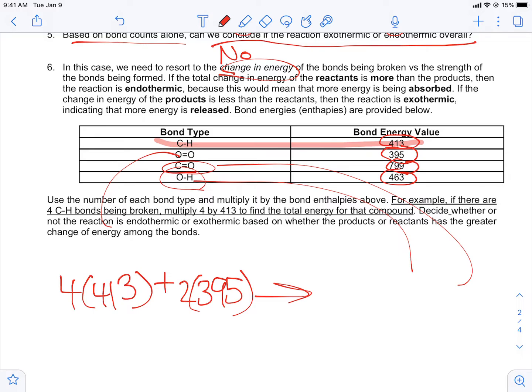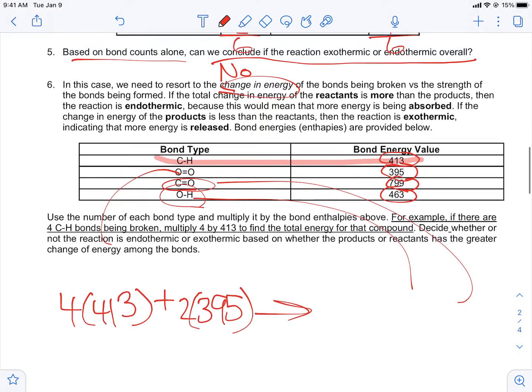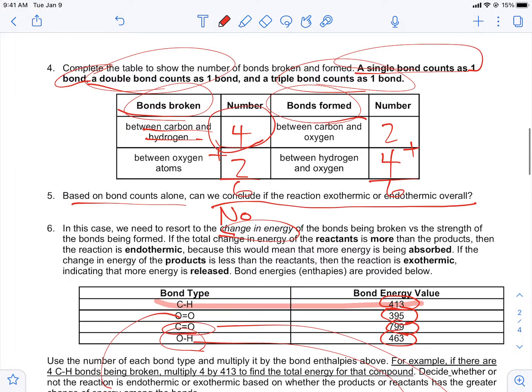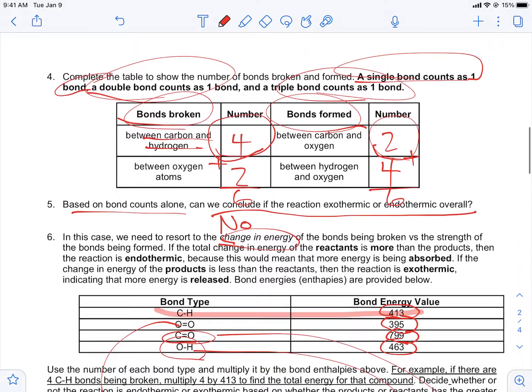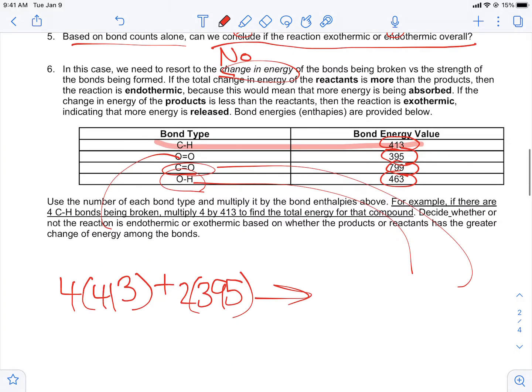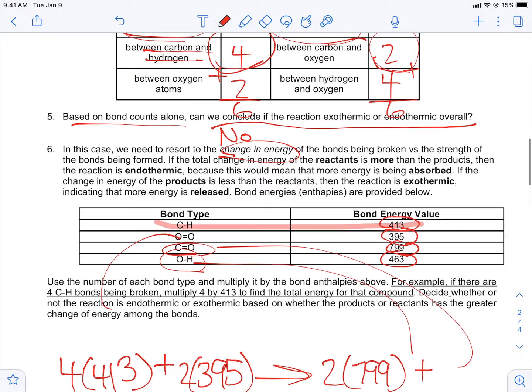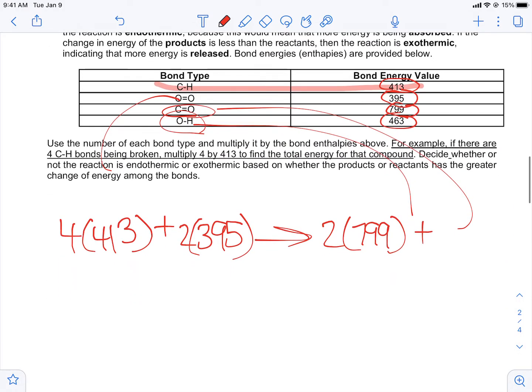Then I'm going to carry on to the other side, and I'm going to do the same thing for the product side. So C to O, there are 2 bonds, and your energy level between them is 395. Sorry, 799. Then you add that to how many OH bonds we have, which is 4. And I say 4 times 463.